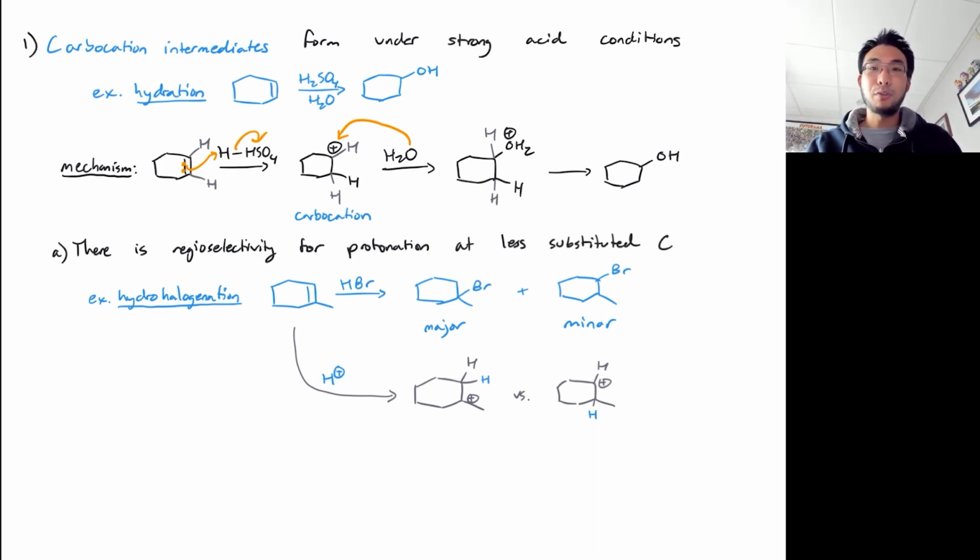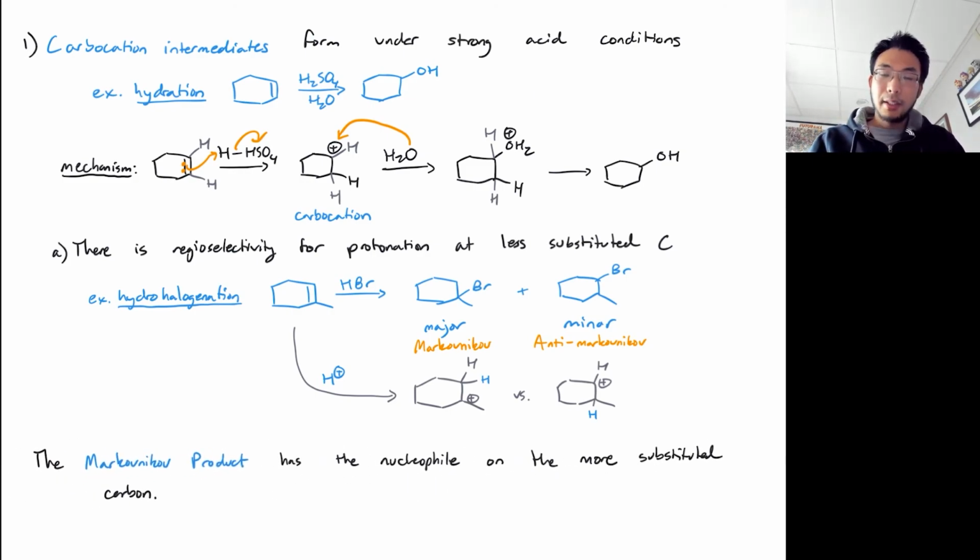Historically, when people first started studying these reactions and the regioselectivity of these reactions, someone named Markovnikov had their name associated with the outcomes. So for a hydrohalogenation, the Markovnikov product is the one where the nucleophile ends up on the more substituted carbon, or viewed conversely, it's the one where the proton ends up on the less substituted carbon. And so the opposite situation is then called the anti-Markovnikov product. So again, the Markovnikov product has the nucleophile on the more substituted carbon.